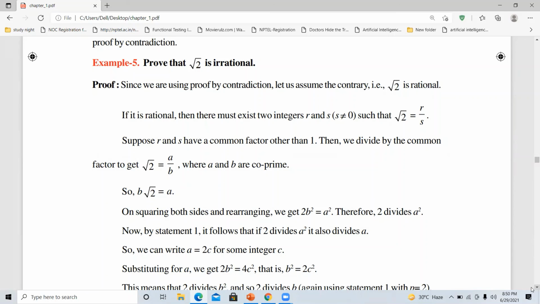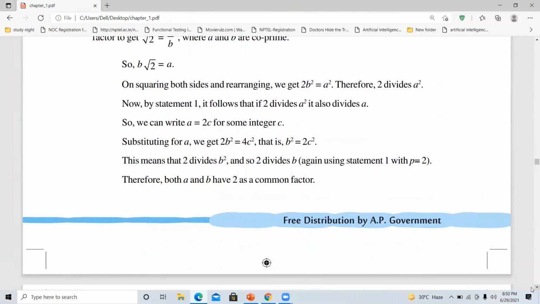So, like this, you all try to do it for root 3, root 7, root 11, root 13. You will definitely get proofs like this, and you can definitely do it.